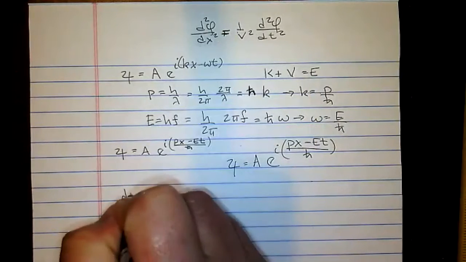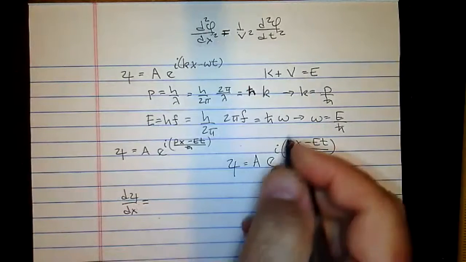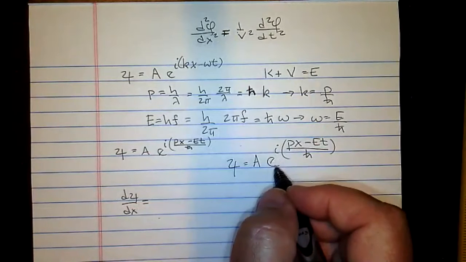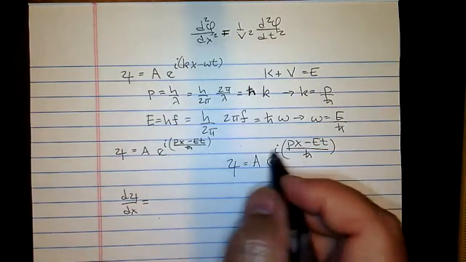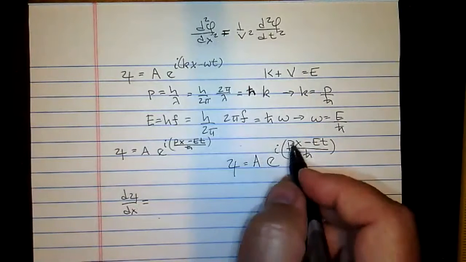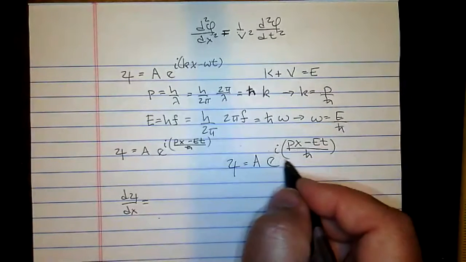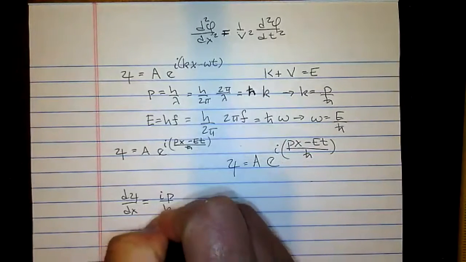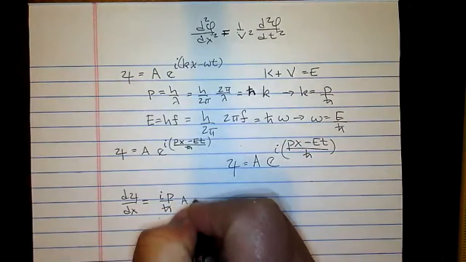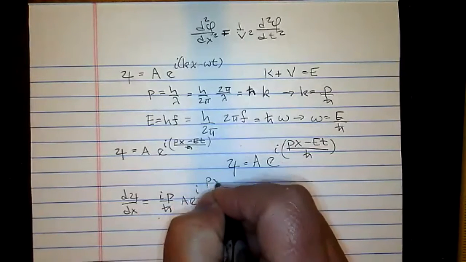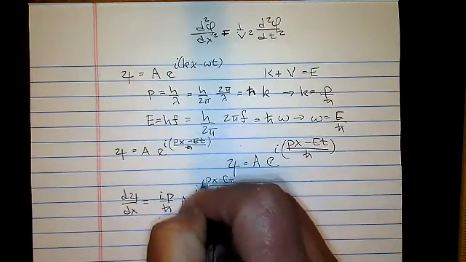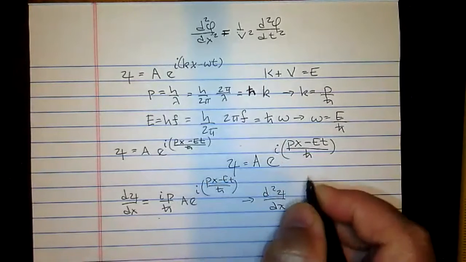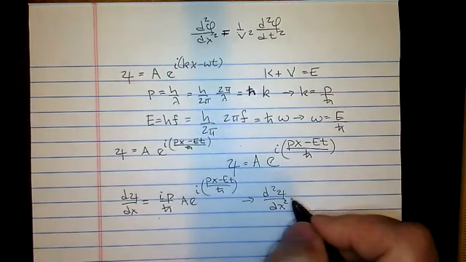So I first take d psi over dx, and of course the derivative of an exponential function, e to the u power, is equal to e to the u power times du dx. In this case, since I'm taking the derivative with respect to x, du dx just becomes i p over h bar. So I'm going to get i p over h bar times A e to the i (px minus Et) over h bar. And then, of course, the second derivative of psi with respect to x, and these really should be partial derivatives, but it's okay for what we're doing here.